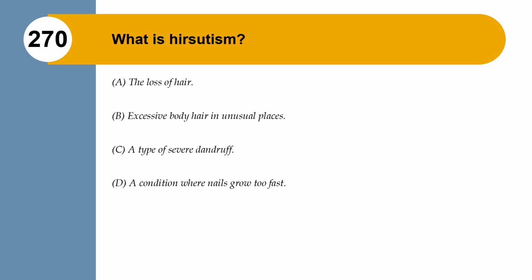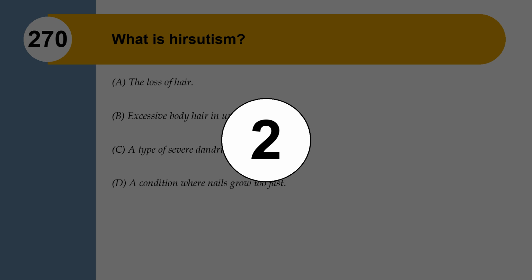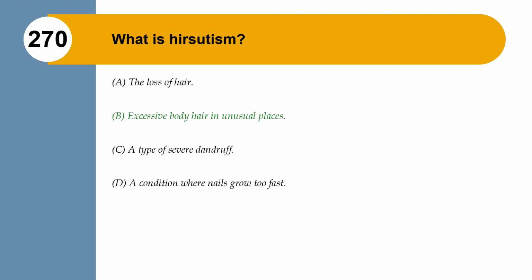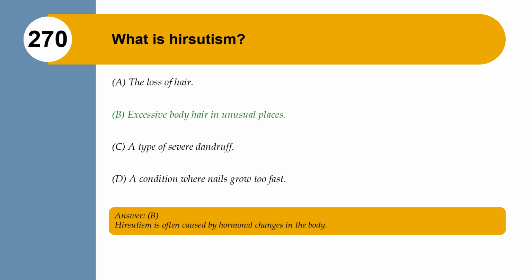Question 270. What is hirsutism? Option A, the loss of hair. Option B, excessive body hair in unusual places. Option C, a type of severe dandruff. Option D, a condition where nails grow too fast. The correct answer is option B, excessive body hair in unusual places. Explanation: hirsutism is often caused by hormonal changes in the body.